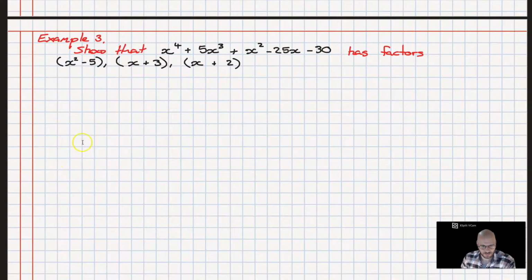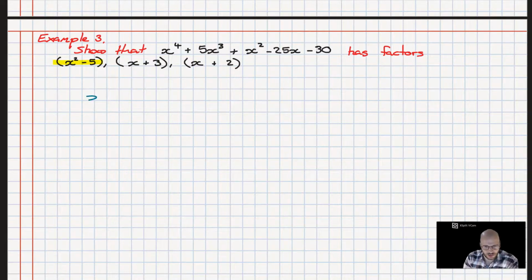Example 3, we've got show that x to the 4 plus 5x cubed plus x squared minus 25x minus 30 has factors x squared minus 5, x plus 3, and x plus 2. So similar example to before, but rather this term in here, the x squared minus 5, it's a quadratic, but there's only 2 terms within the brackets, so slightly different process, or a little bit of pre-processing involved before we can actually do anything.